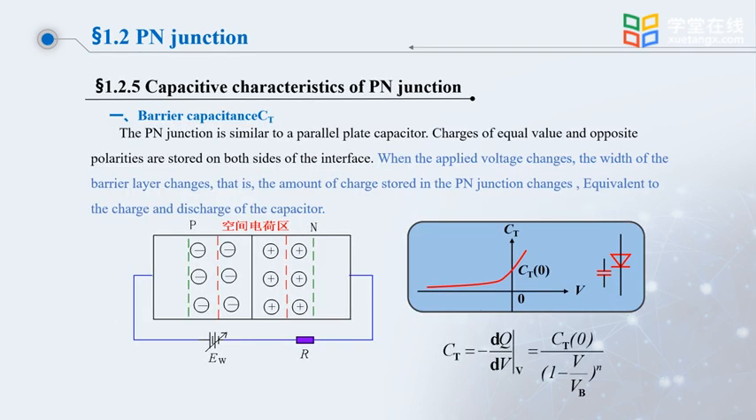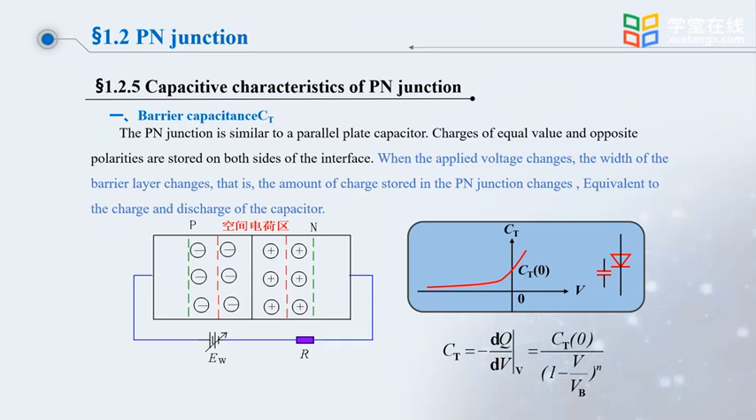Let's introduce the capacitance characteristics of the PN junction. The capacitance characteristic is only shown when the voltage across the PN junction is changing, so we have to analyze it in two cases. First, look at the barrier capacitance, CT, when a reverse voltage is applied to the PN junction. Let's look at the picture below. The PN junction has a reverse voltage applied.